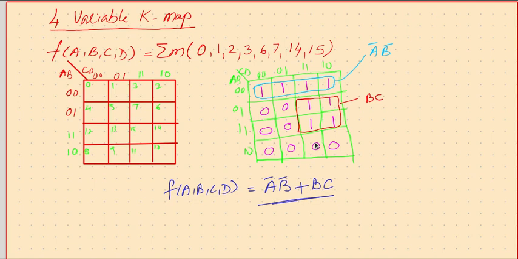And that's how things can be solved. So that's for the 4 variable K map. So let's continue solving some more examples in coming sessions.